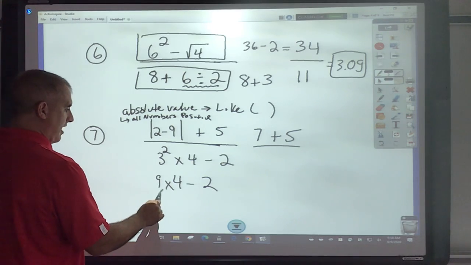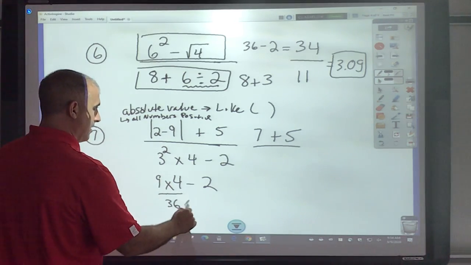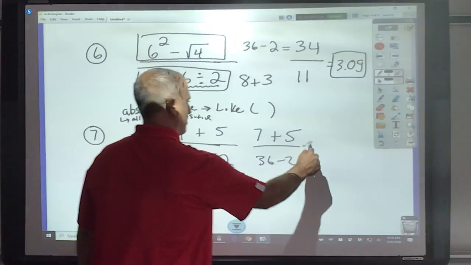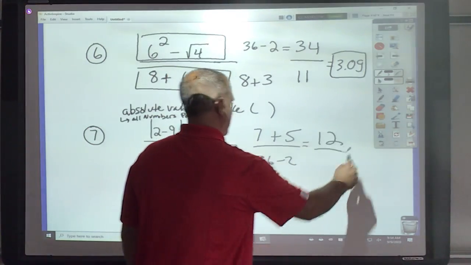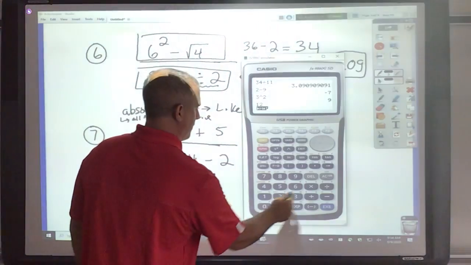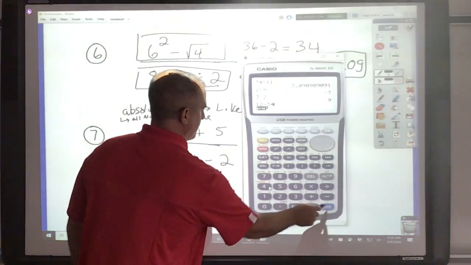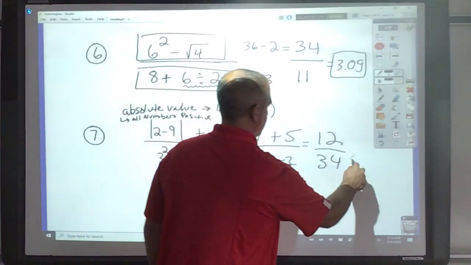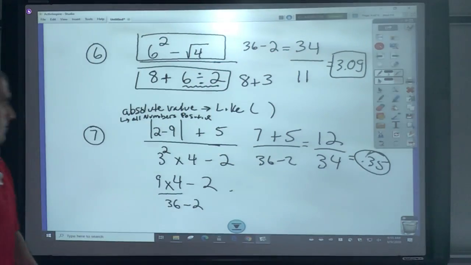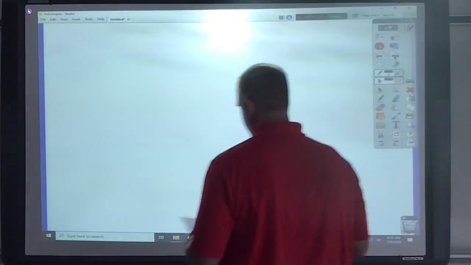So in this choice, I would do this first, which would be 36 minus 2. All right, so we got 36 minus 2. So the top part would be 12. The bottom part would be 34. If I divide 12 divided by 34, I get 0.35. And you can just write that as a decimal, okay? All right, let me give you guys 2 to do.